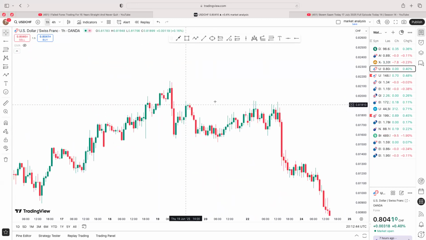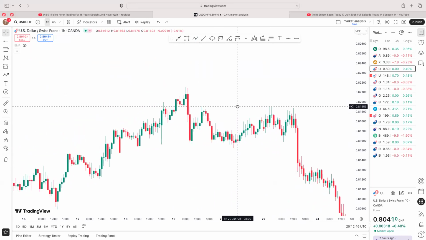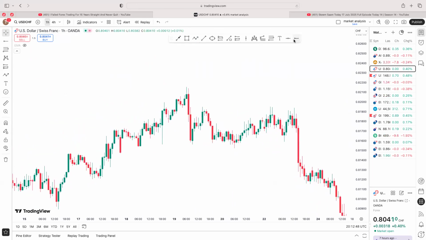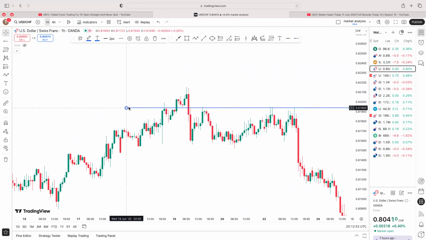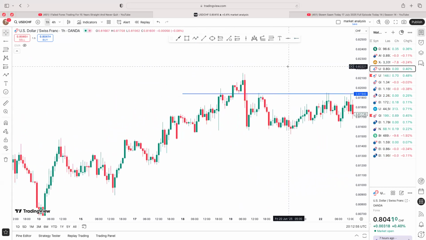They failed to break that lower high. So I have a question. In terms of the equal high, are we talking about the candle itself or also the wicks?